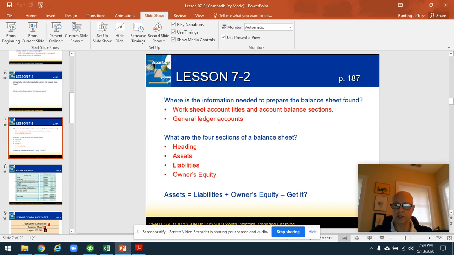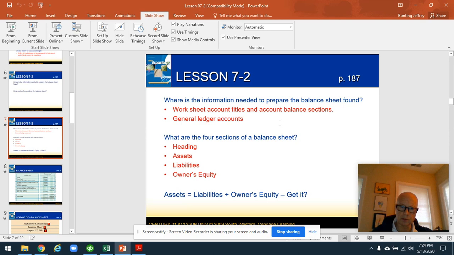So what are the 4 sections? Well, the header, who, what, and when. Then you've got the assets section, then you've got the liability section, and the owner's equity section. So this is the financial report that deals directly with the accounting equation. And these are all permanent accounts, okay?